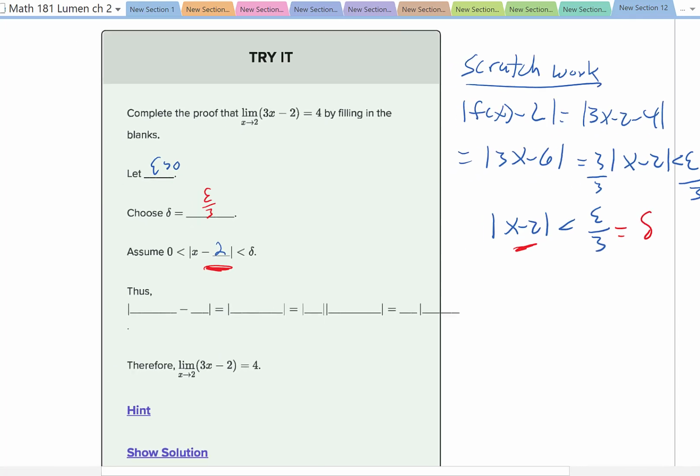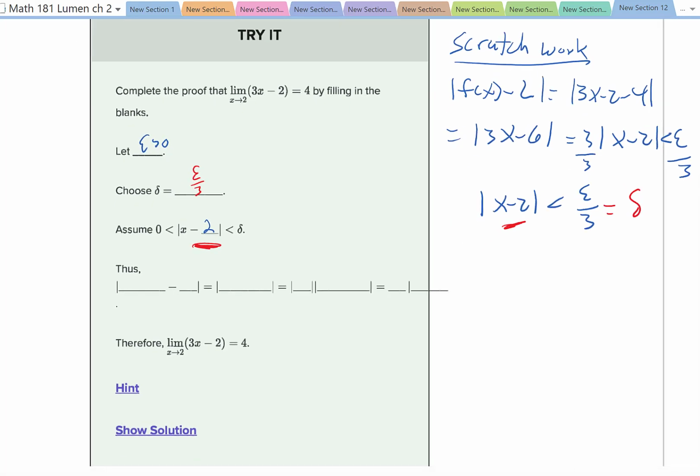And now we can put it all together. So thus, 3x minus 2 minus 4 is 3x minus 6, which is 3 times the absolute value of x minus 2, which becomes 3 times epsilon over 3, which is epsilon. Therefore, that limit as x approaches 2 of 3x minus 2 equals 4. Okay. Hope you're starting to see a pattern now. This will get more complicated, and we're going to deal with that.